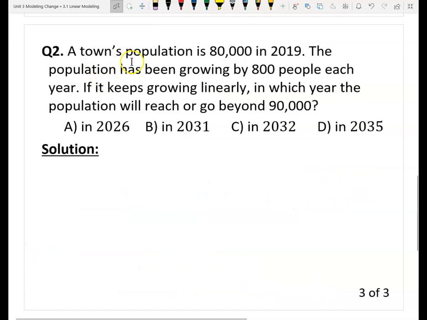Here is the second question. A town's population is 80,000 in 2019. The population has been growing by 800 people each year. Can you see? This is the common difference, which is a linear growth model, right? If it keeps growing linearly, in which year will the population reach or go beyond 90,000? Definitely we can find a time.